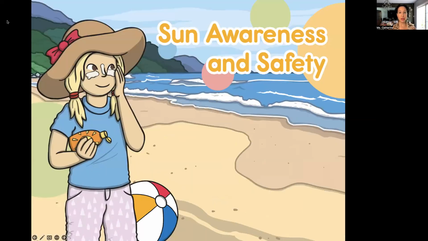So, who can explain to me the sun awareness and safety picture? What do you see in this picture? So, we see a girl or a female at the beach. She is putting sunscreen on her face, on her nose, and underneath her eyes and her cheeks. She is wearing a hat. And there's a ball at the beach, a beach ball.